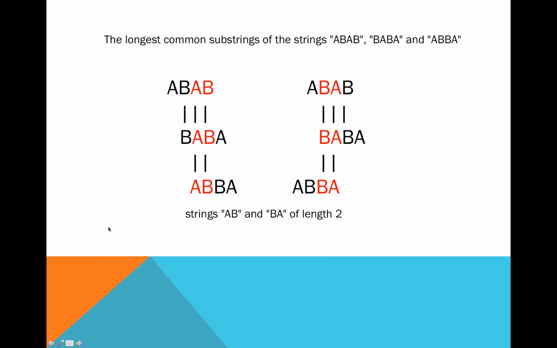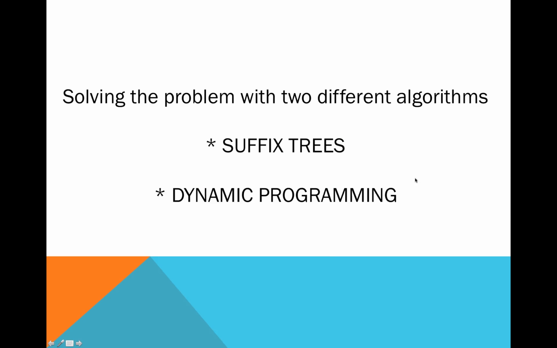So, for example, if we are given a set of strings AB, AB, BA, BA, and AB, BA, we can of course see that the longest common substrings are AB and BA. To solve this problem, I've implemented two different algorithms. One is using suffix trees, and the other one is using the notion of dynamic programming.